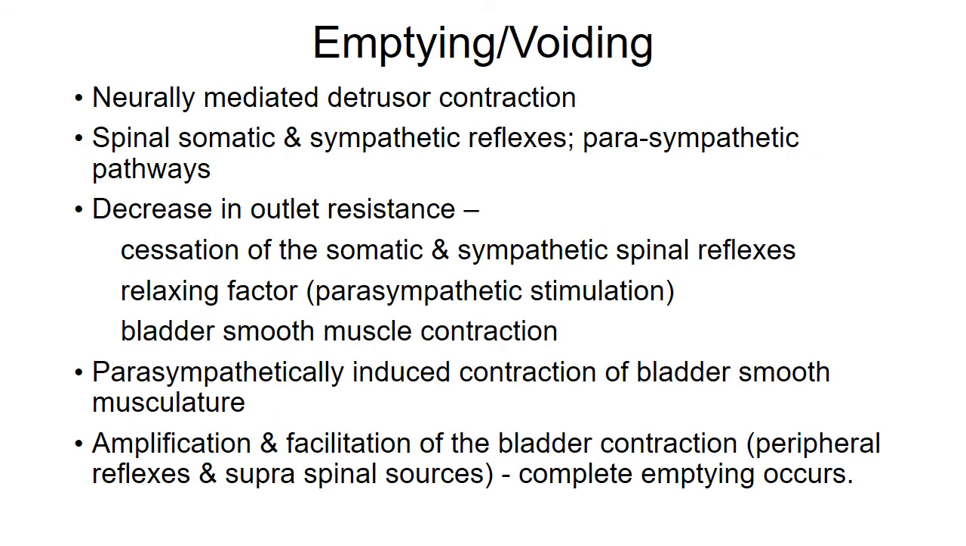Now we can look into the emptying or the voiding phase. The voiding actually depends on the neurally mediated detrusor contraction. There will be inhibition of the spinal sympathetic and the somatic pathways, and there will be activation of the parasympathetic pathways also. Initially, there will be a decrease in the outlet resistance mediated by the cessation of the sympathetic and somatic reflexes. Second, a relaxing factor will be released by the parasympathetic stimulation, and third is by some effect of bladder smooth muscle contraction itself.